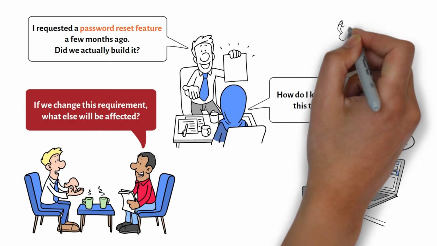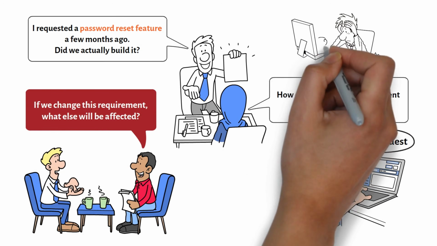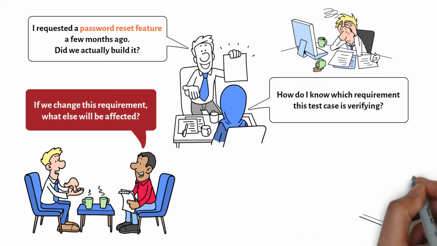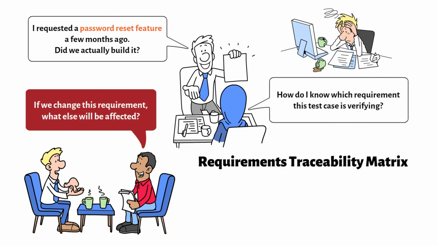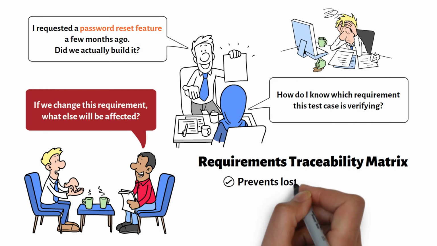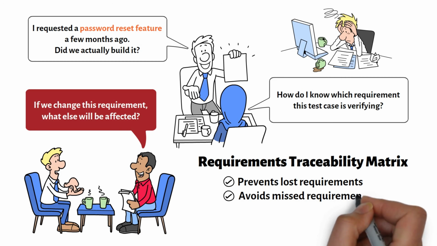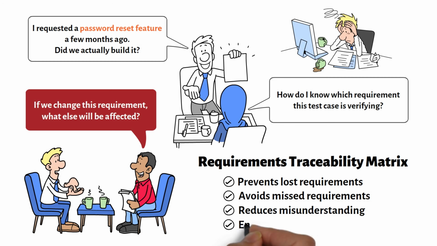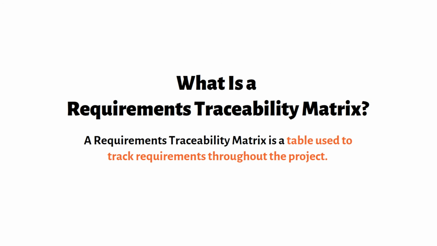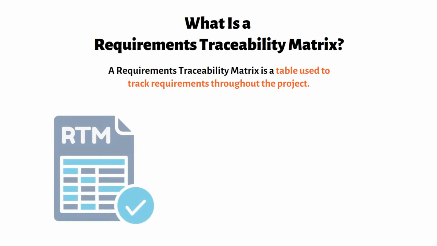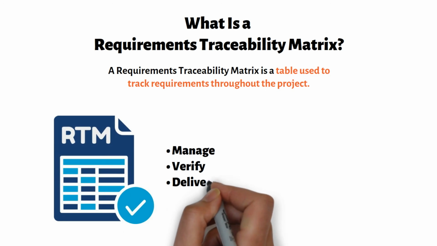Without a way to connect requirements to the work being performed, answering these questions becomes difficult. This is exactly why the Requirements Traceability Matrix exists. It helps ensure that requirements do not become lost, forgotten, misunderstood, or delivered without verification. A Requirements Traceability Matrix is a table used to track requirements throughout the project. Instead of simply listing requirements, it links each requirement to the information needed to manage, verify, and ultimately deliver it.